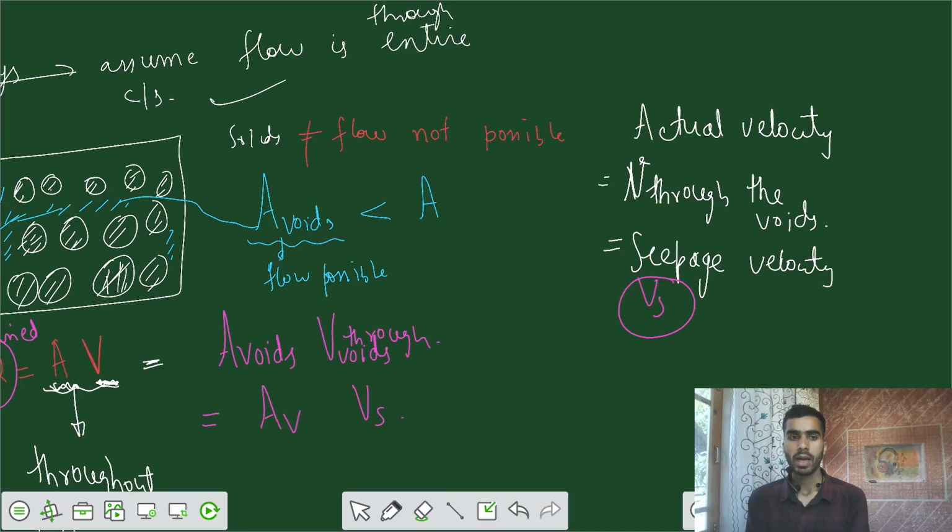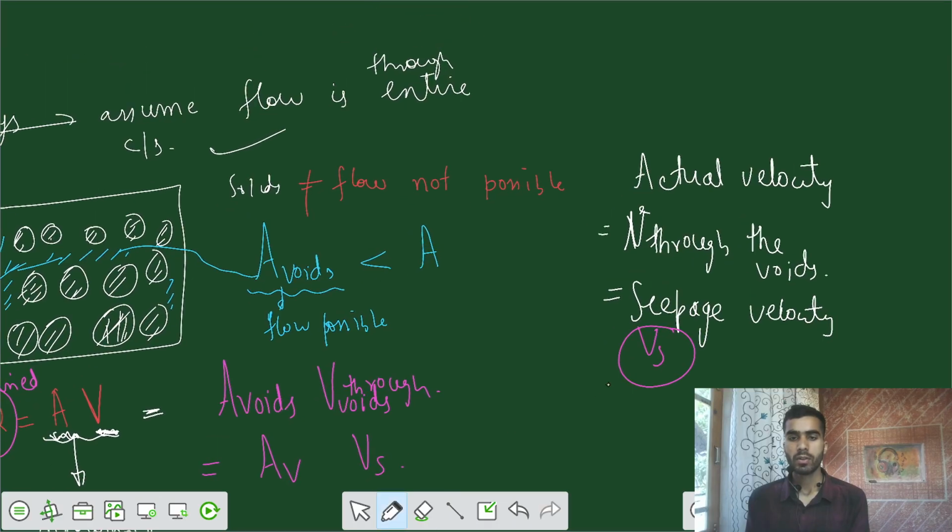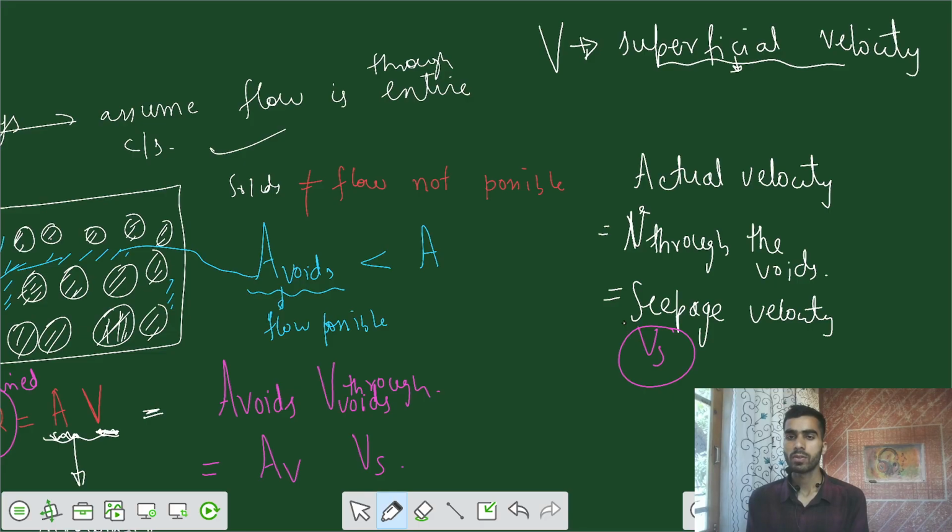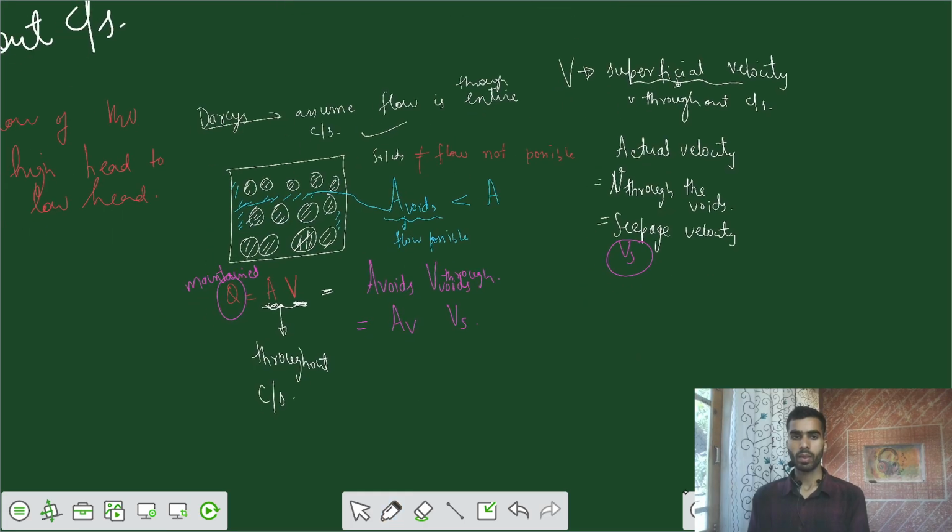And this capital V, which we were initially assuming was through the entire cross section, we call superficial velocity. This is not the actual velocity. This was talking about the entire cross section, the velocity throughout the cross section. But that's not the actual true scenario.